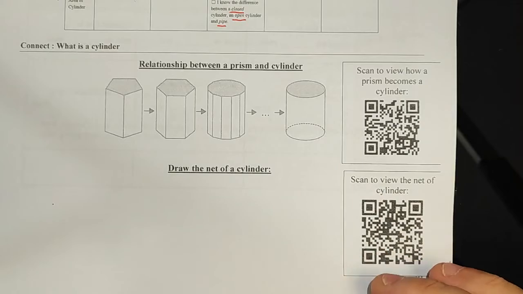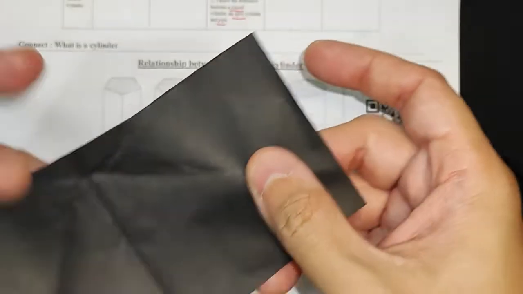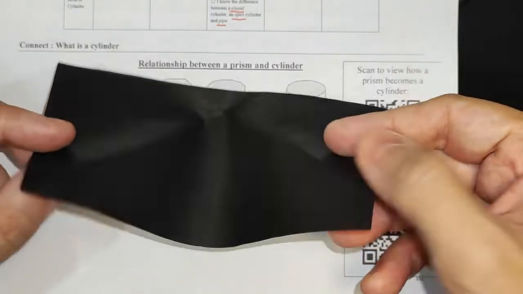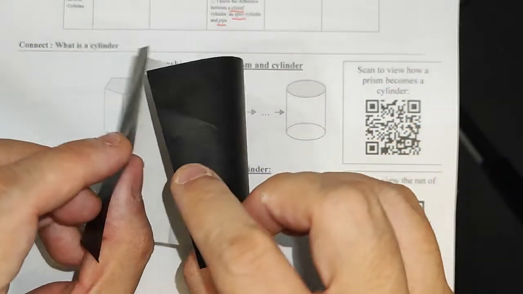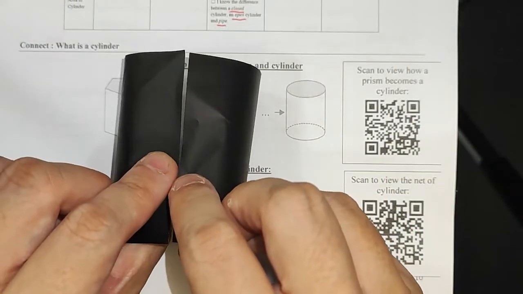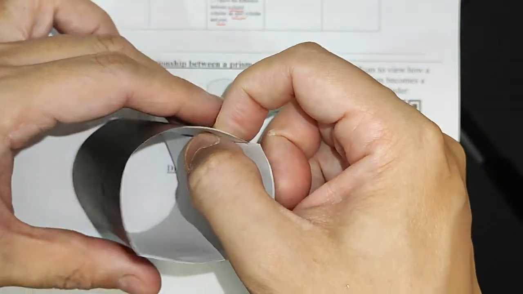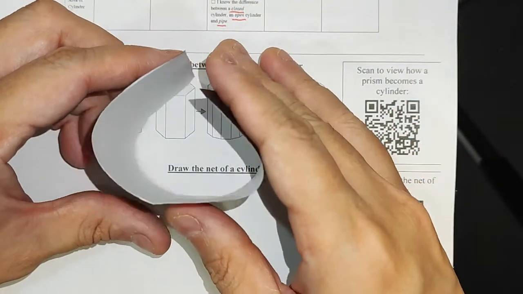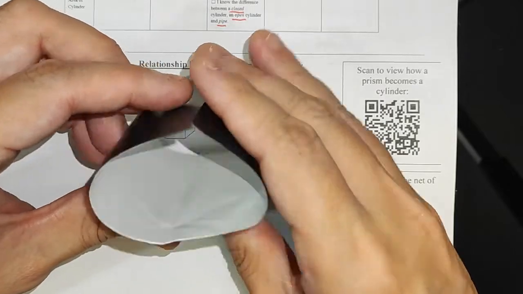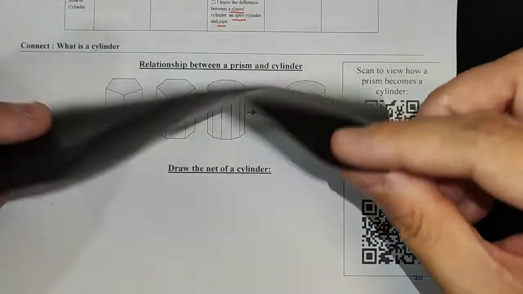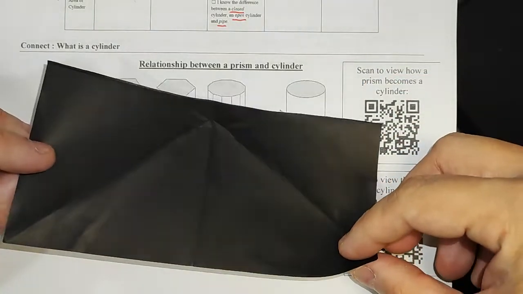Right, so how do you draw the net of a cylinder? Now over here I have a piece of paper. If you turn it this way and roll it, the rectangle basically turns into a pipe. This is a pipe. So what is a pipe? It is basically open. See, both sides are open. So if I open it up, it's a rectangle.